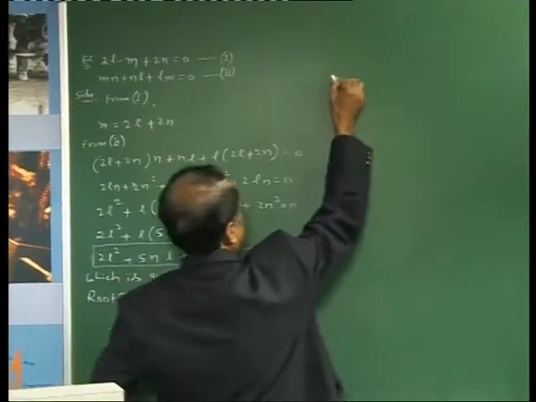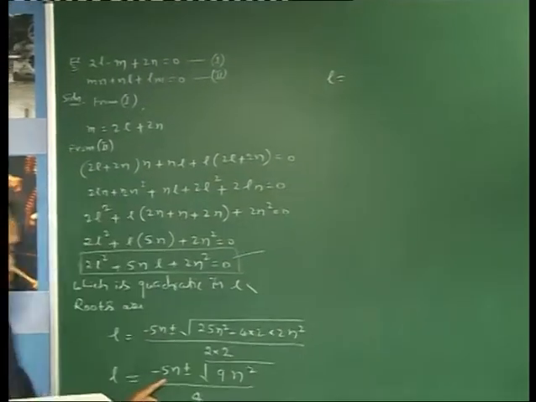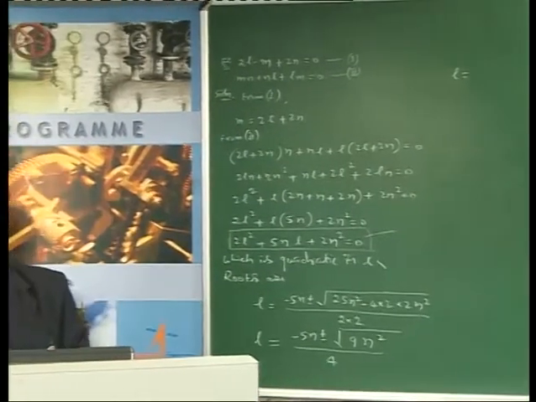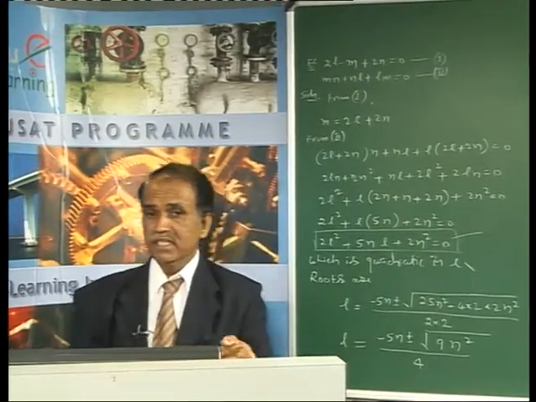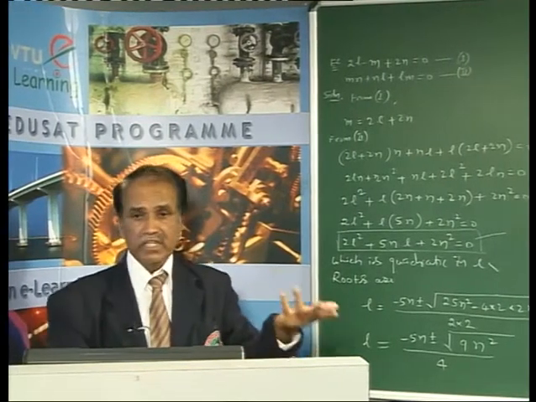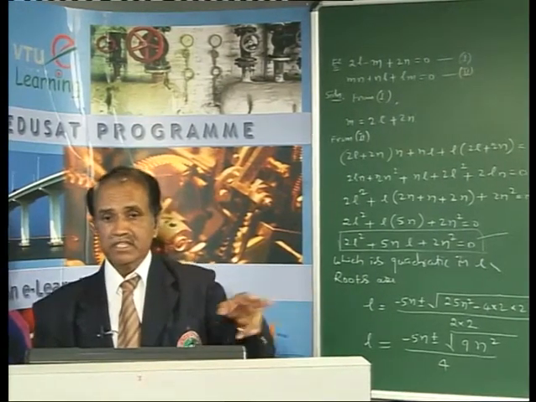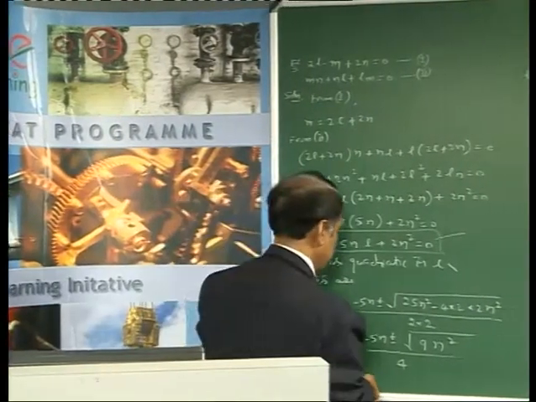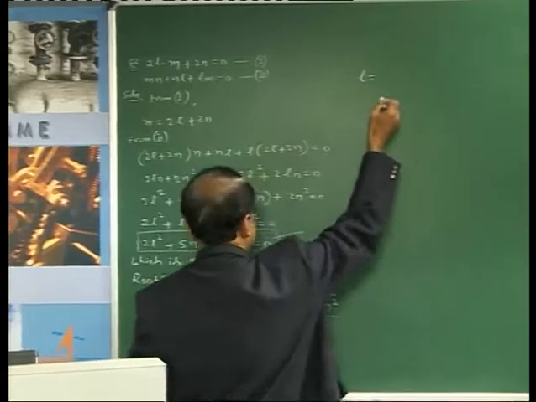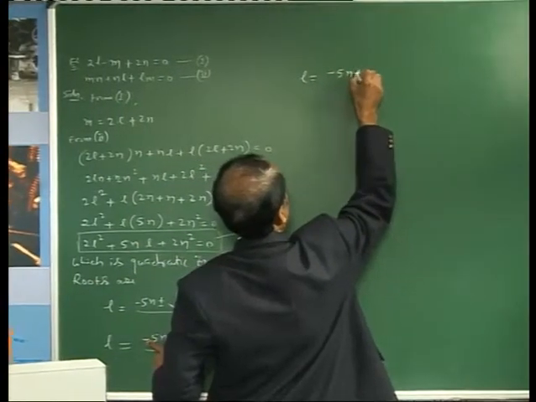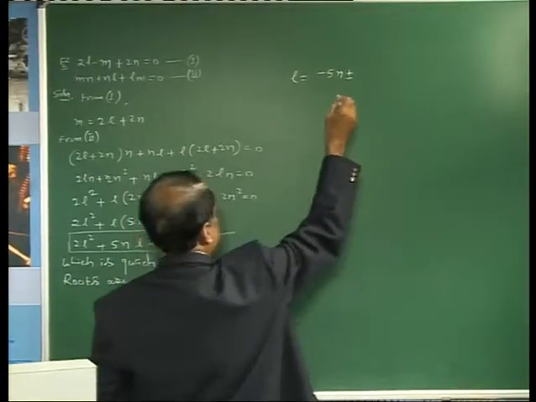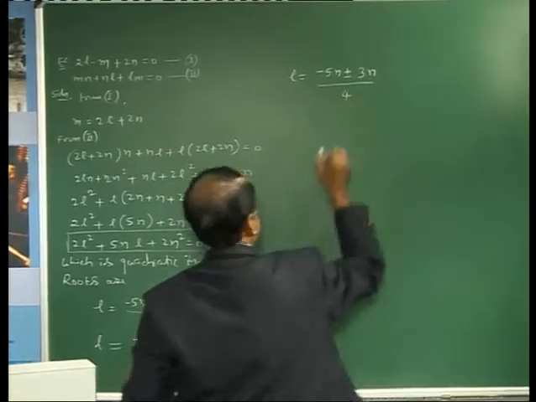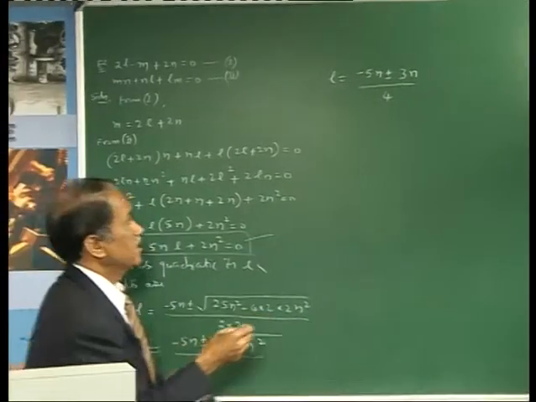L is equal to, you must represent two values according to the quadratic equation. What do you mean by quadratic? Quadratic is nothing but a second degree equation. We call it a cubic equation when it is third degree, an equation with highest degree 3, and this is a second degree equation. L is equal to minus 5n plus or minus 3n divided by 4, applying the square root for 9n².